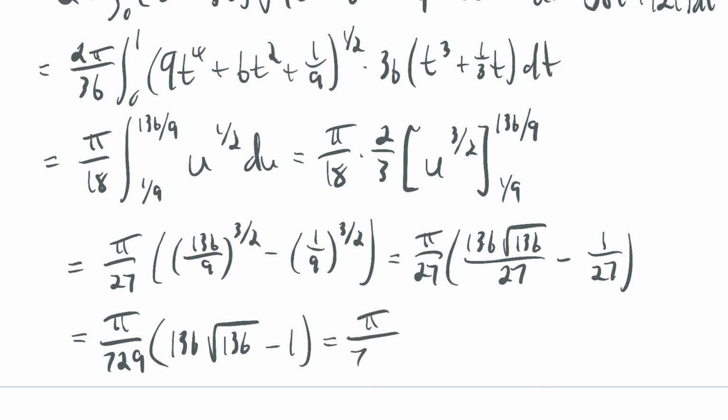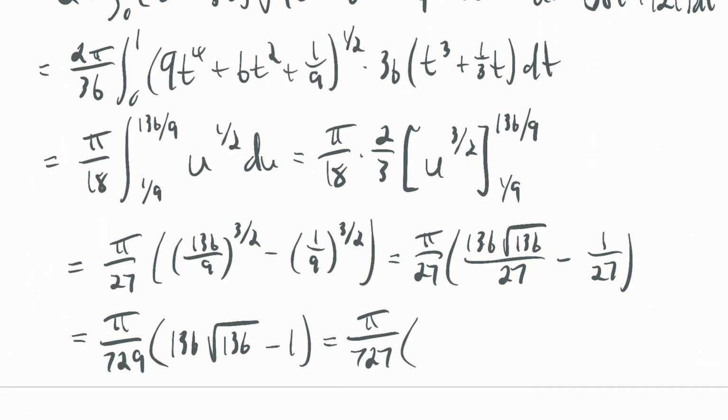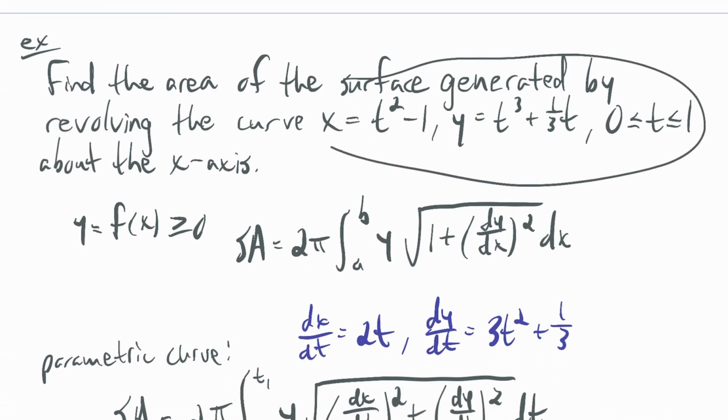And just a little bit more. Maybe this is overkill. Pi over 729. 136 is 4 times 34. So this will be 272 times the square root of 34 minus 1, which I love arithmetic, but there we go. That's it. That is the surface area you get by revolving this parametric curve around the x-axis.